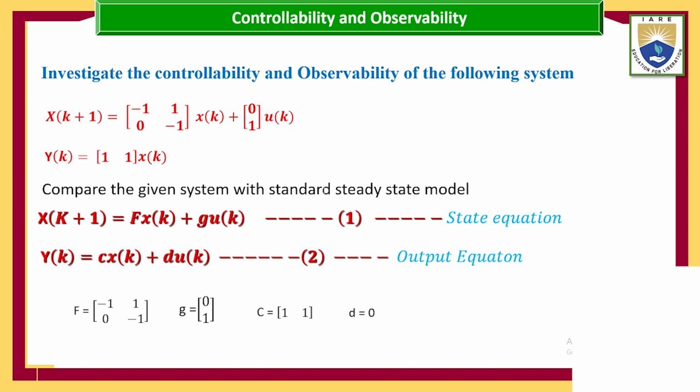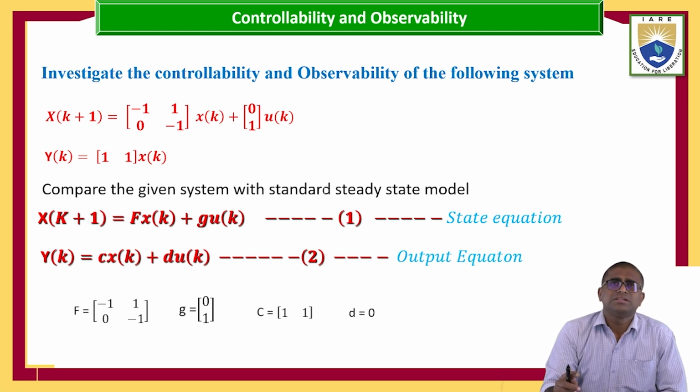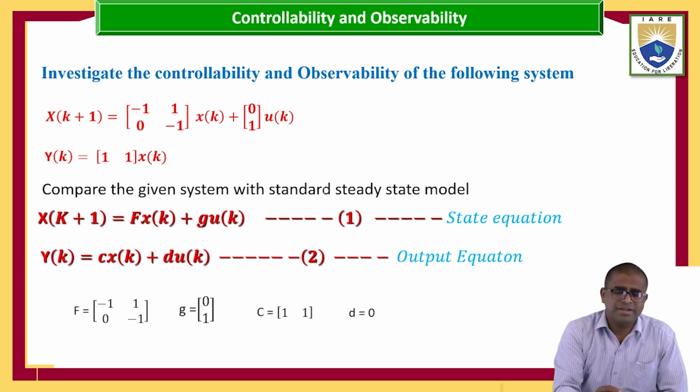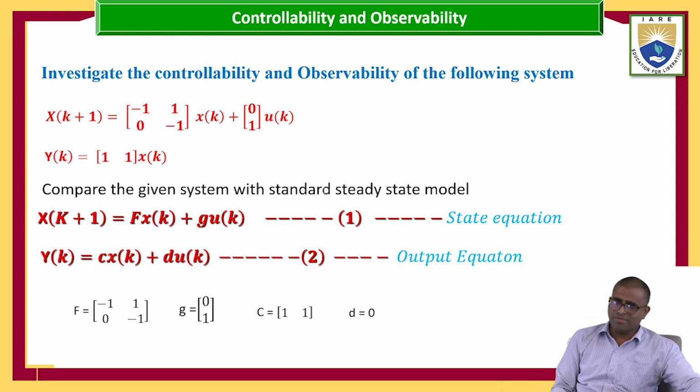Here I am going to take one problem. For a given system, we have to check the controllability or observability. These are the state space equation and output equation. Comparing them with the given problem, we get F equals minus 1, 0, 0, 1, 0, 1, and G equals 0, 1, and C equals 1, 1, and D equals 0. These are the values from comparing the state space and output equations with the standard form.